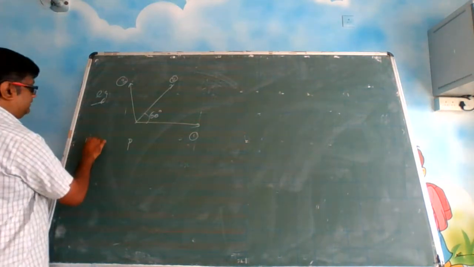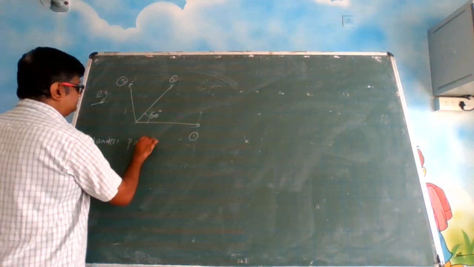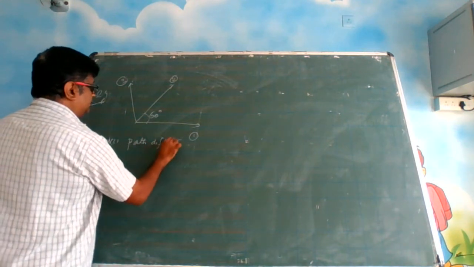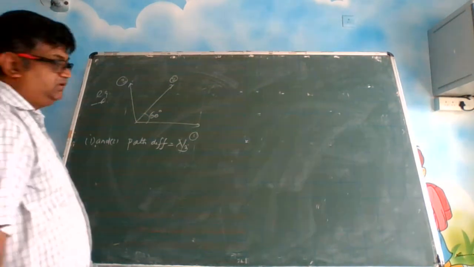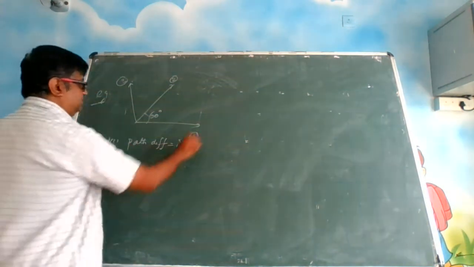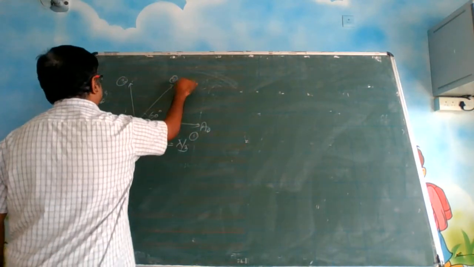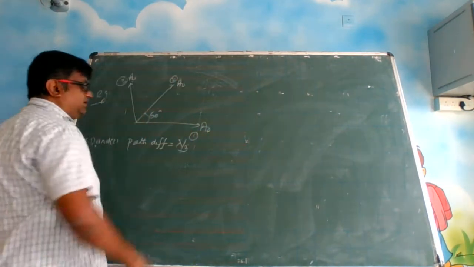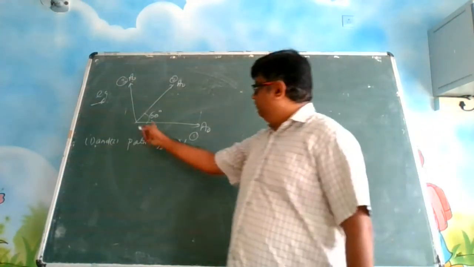Between wave 1 and 3, the path difference is lambda by 3. This is what is given. And they are asking you to find the resultant when all waves are of equal intensities, equal amplitudes. This is A0, this is A0 and this is A0. Alright. So we have to find this. And what is the condition given?